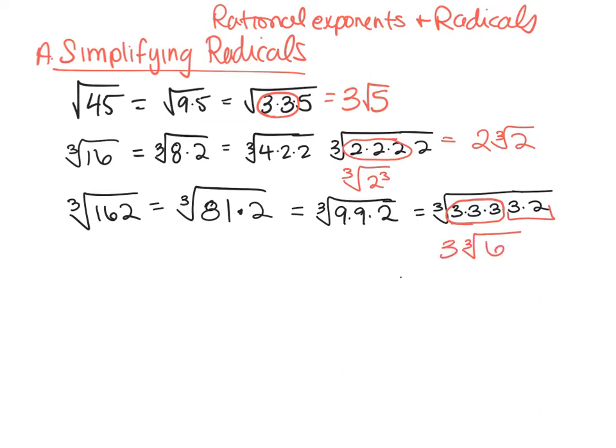Yeah. 3, right? The cube root of 3 cubed, that's what 3 times 3 times 3 is, right? The cube root of 3 cubed, so that just equals 3. And then we multiply back together the numbers that don't have a triple with them. Okay? So 3 cube root of 6. Good?